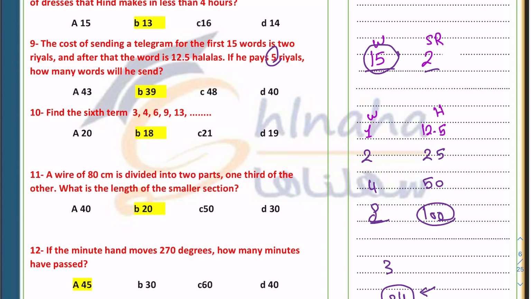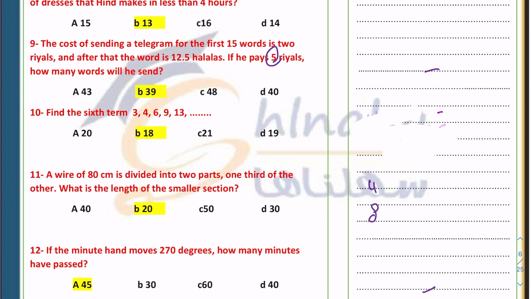Let's take the next question, question number 10. Find the next term, or the 6th term. 1, 2, 3, 4, 5, I mean the next term. Now, from 3 to 4 we add 1, from 4 to 6 we add 2, from 6 to 9 we add 3, then we add 4, so we will add 5, which is 18.